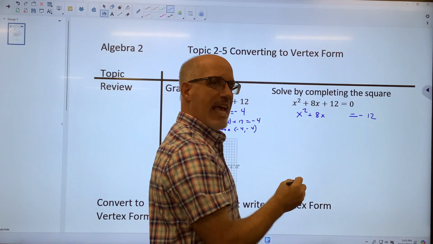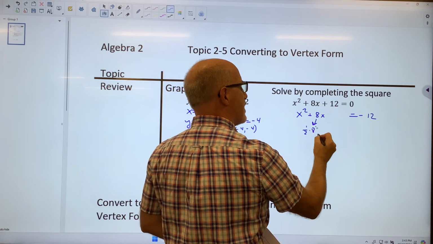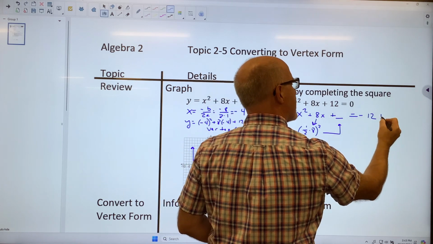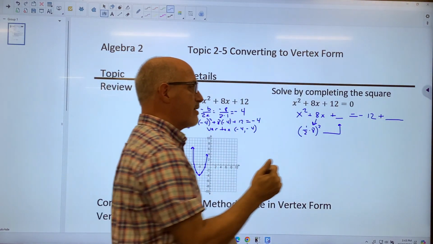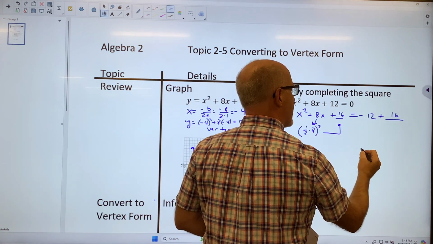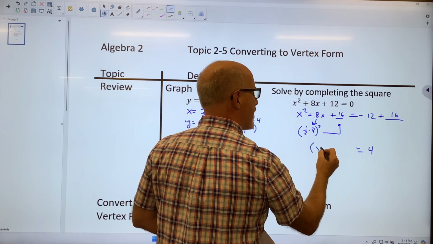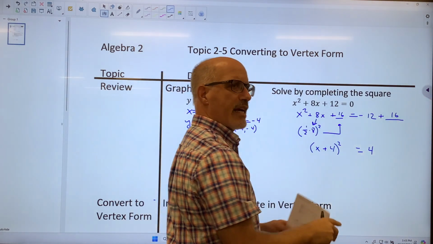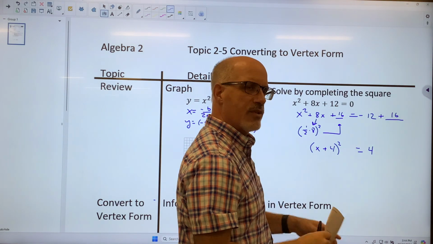And then we're going to take half of this linear term, half of the 8 coefficient, and we're going to square it and add it to both sides. So when we take half of 8, we get 4. Squared is 16, so we add 16 to both sides. Over here, we're going to get this equal to a positive 4. And over here, this is going to factor into x plus 4, the quantity squared. This factors into x plus 4, x plus 4. It's that half of the 8, that plus 4 that goes in there.